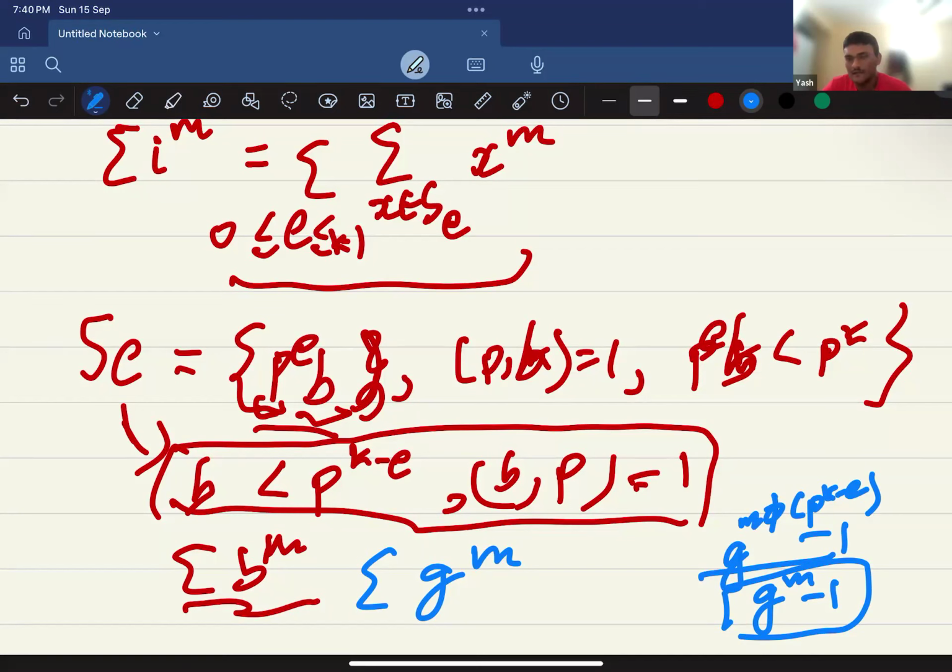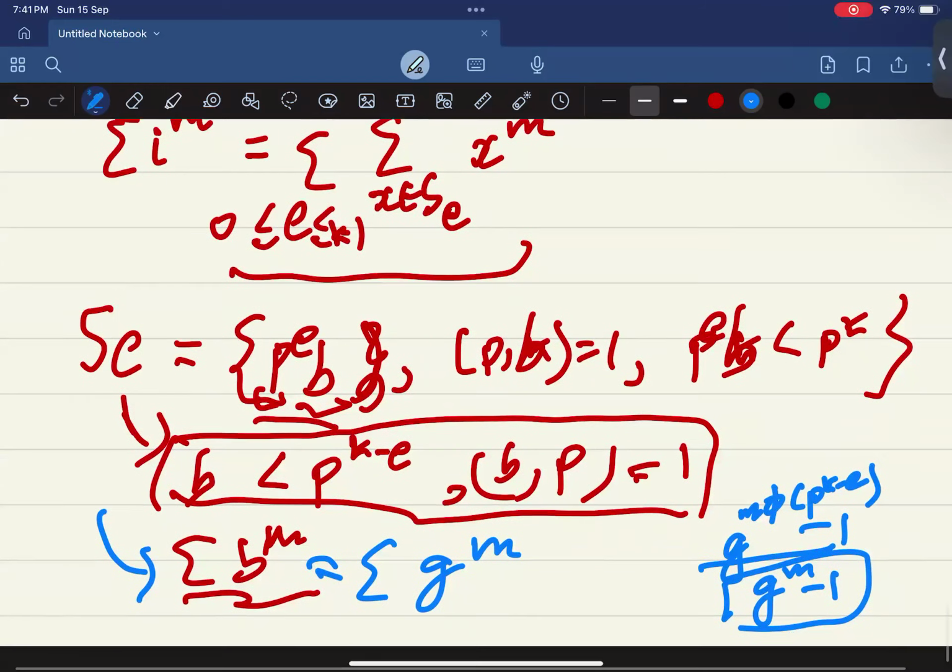I didn't understand the summation B to the power M part. How did you get that? I'm just pointing out a different sum. You know something about this sum, no? P is this set, and we know something about the sum of B to the n. Okay, not the induction hypothesis, just look at it as the sum of B to the n. B is stuff that is coprime to P in the residue set of P to the K minus E. You get that?